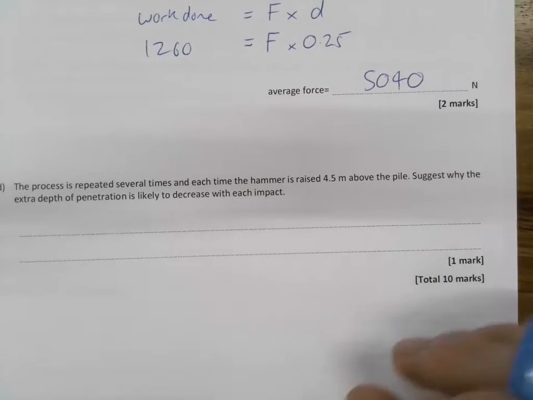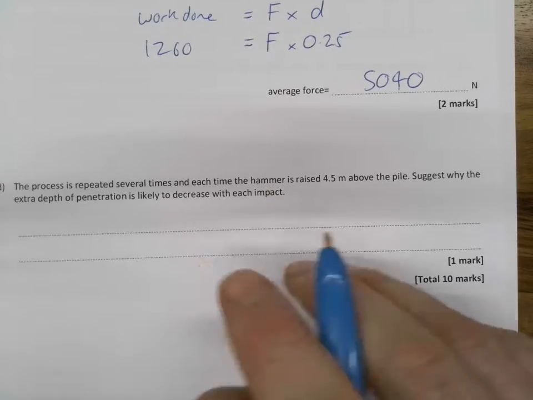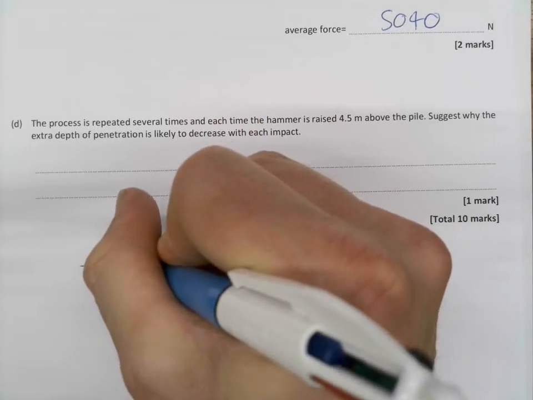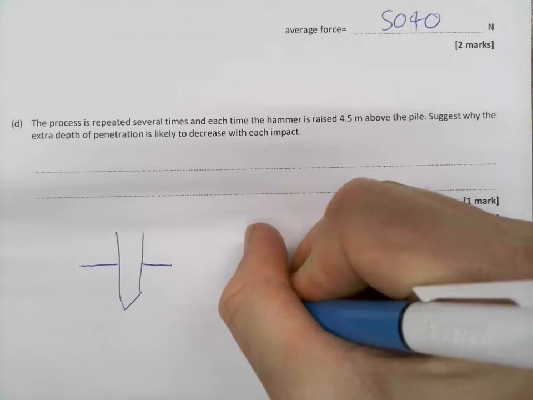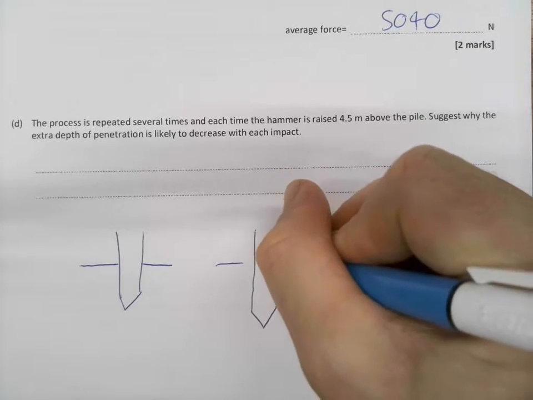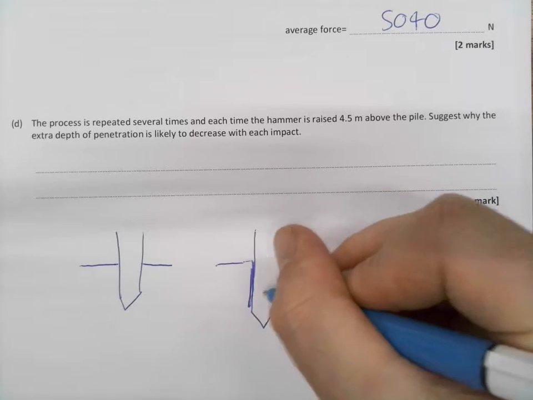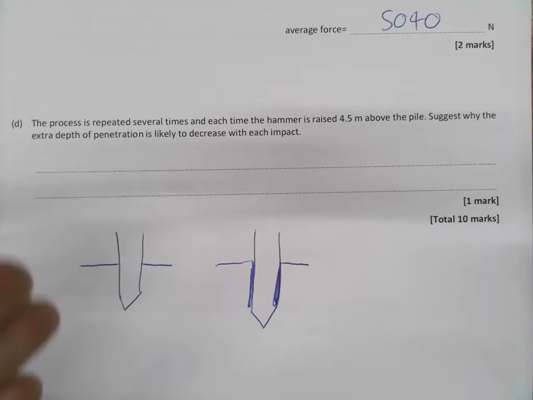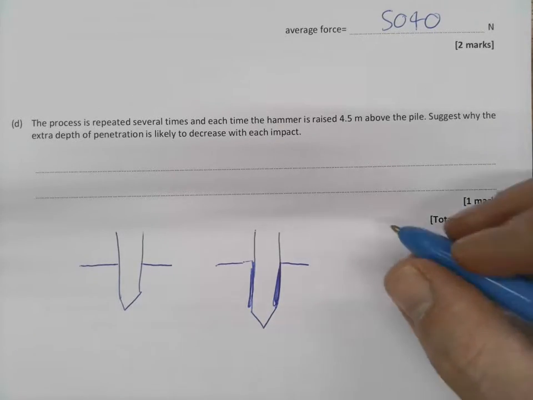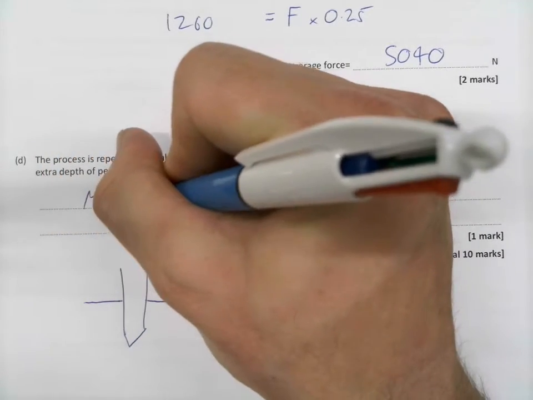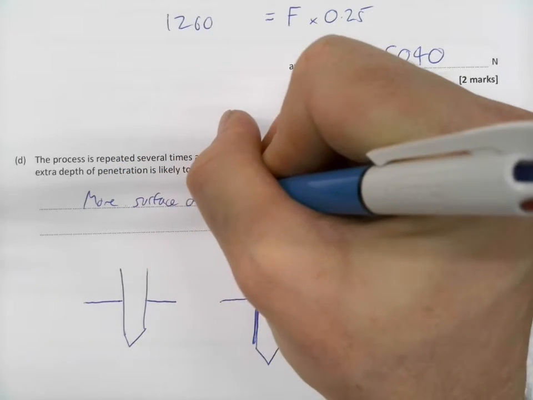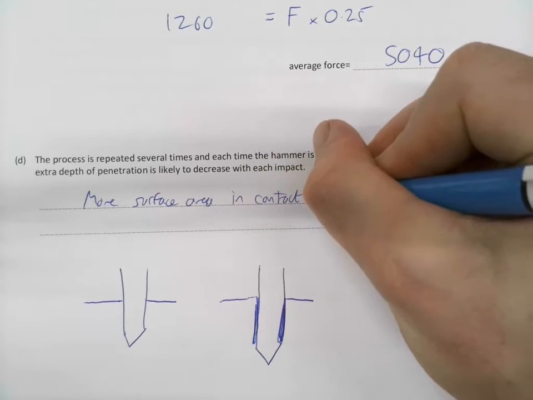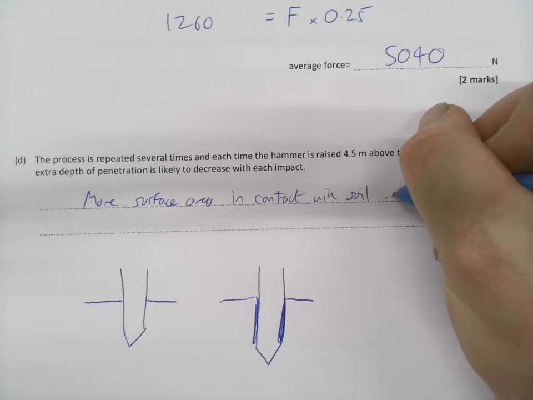The final part, part D, really this one, if I draw a diagram, if the pile is only a certain distance into the ground and then later on it's further into the ground, you can see there's now much more of it, much more surface area experiencing friction as it's pushed down into the ground, so more surface area in contact with the soil, therefore more friction.